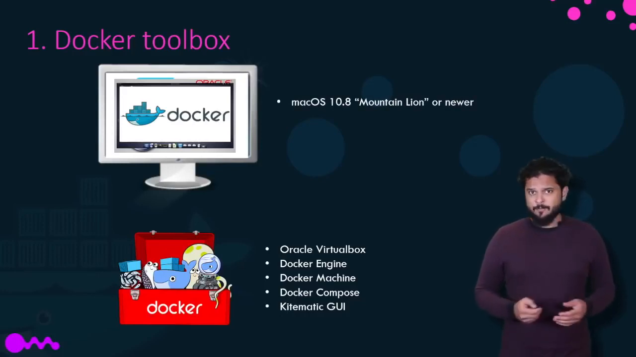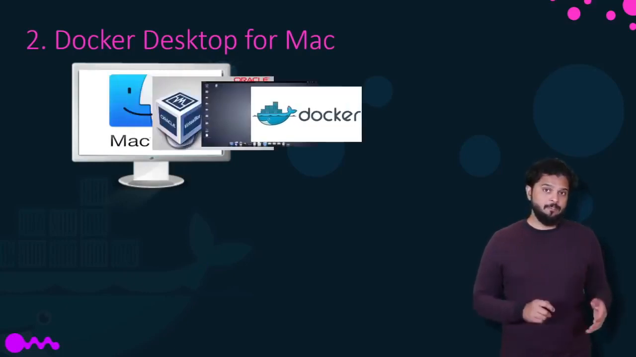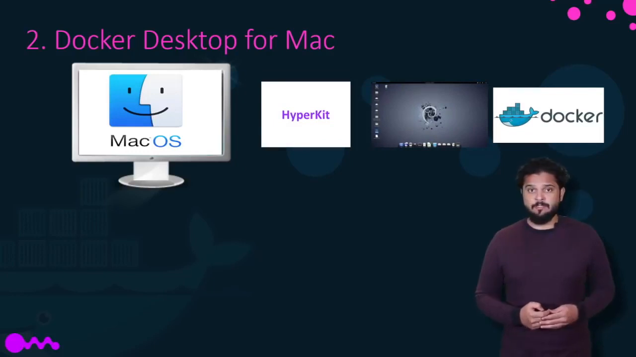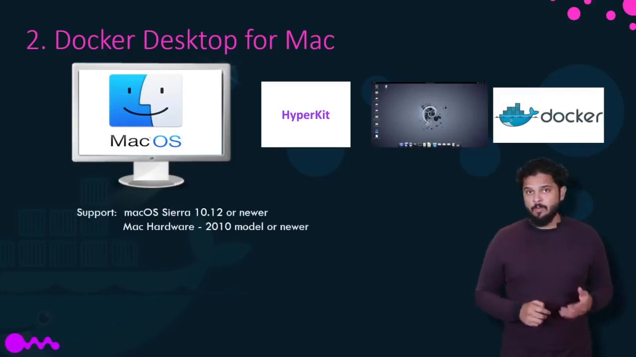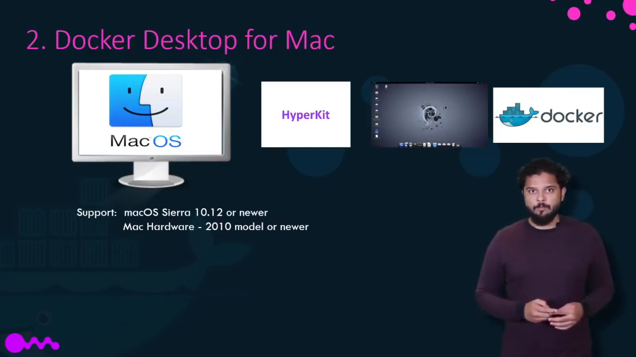The second option is the newer option called Docker Desktop for Mac. With Docker Desktop for Mac, we take out Oracle VirtualBox and use Hyperkit virtualization technology. During the installation process for Docker for Mac, it will still automatically create a Linux system underneath, but this time it is created on Hyperkit instead of Oracle VirtualBox, and have Docker running on that system. This requires Mac OS Sierra 10.12 or newer, and the Mac hardware must be 2010 or newer model.